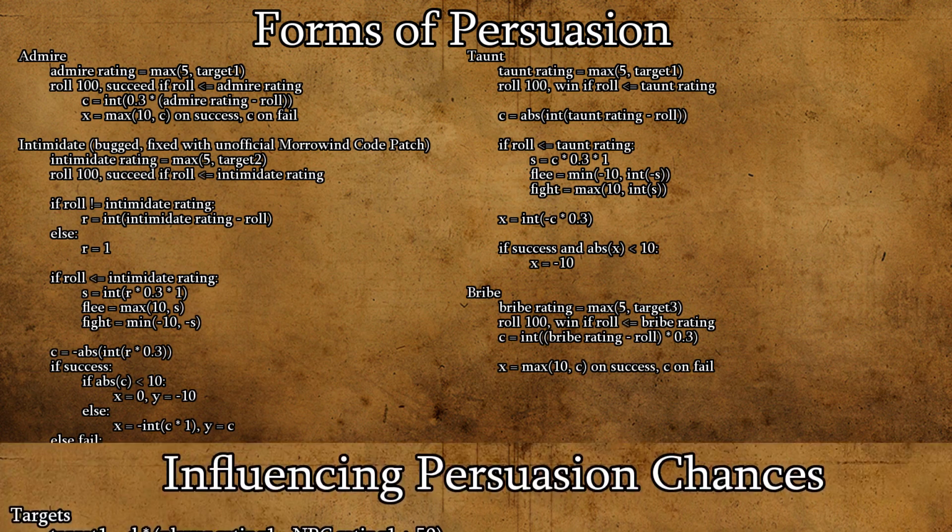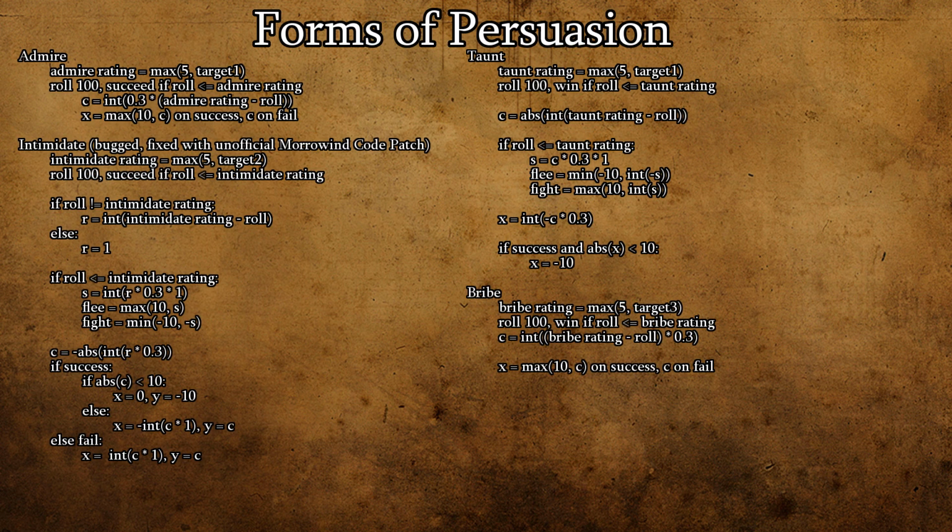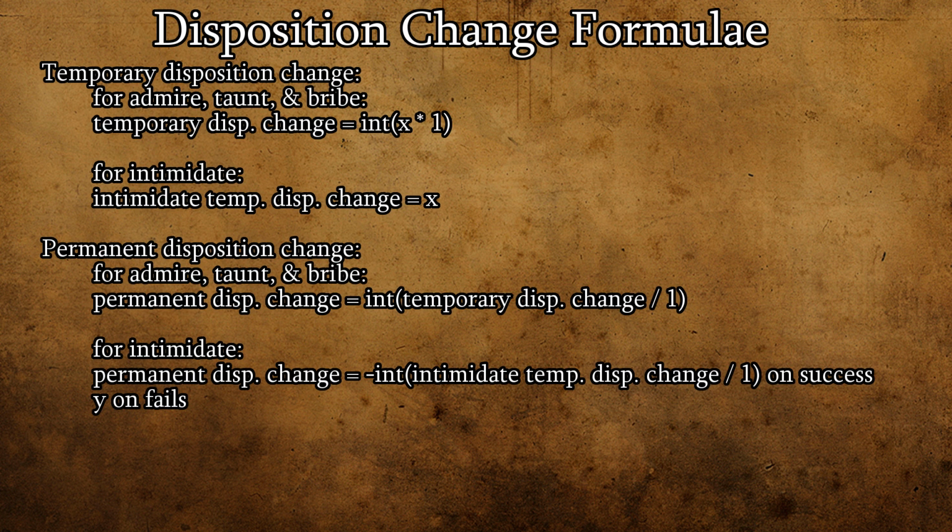Finally, let's flip back to the formula used in each type of persuasion for just a moment. Take a look at the X and Y variables here. These are what's ultimately used when determining your disposition changes after attempting persuasion. On screen now is precisely what these two variables are run through. Your individual persuasion attempts are considered temporary disposition changes. The cumulative result of all your temporary disposition changes are then run through the permanent disposition change formula.